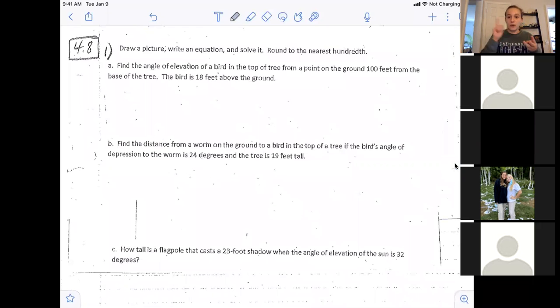Draw a picture, write an equation, solve. Round to the nearest hundredth, so 2 places after the decimal. So I will try and make sure that's written on your test. If you're in doubt, always ask. There's no problem in asking. I'm not too crazy about decimal points, but let's try and be consistent. Let's go 2 places. All right.